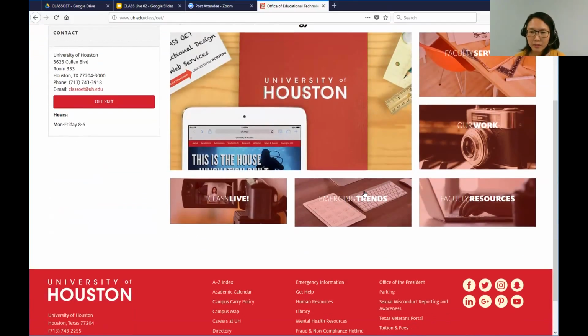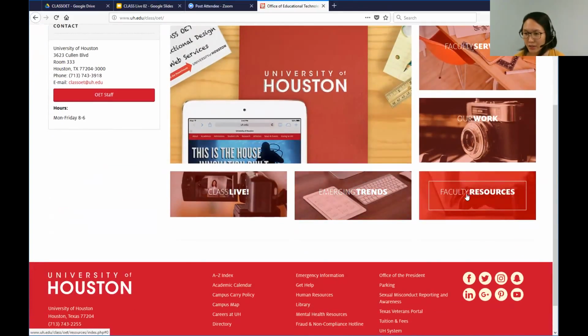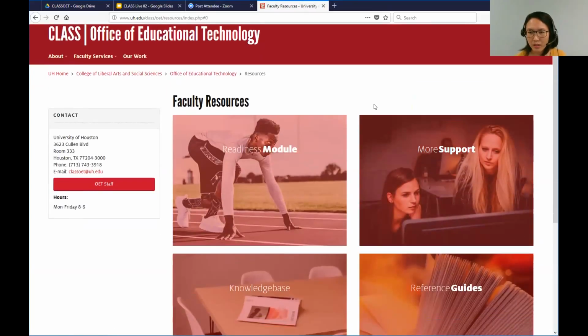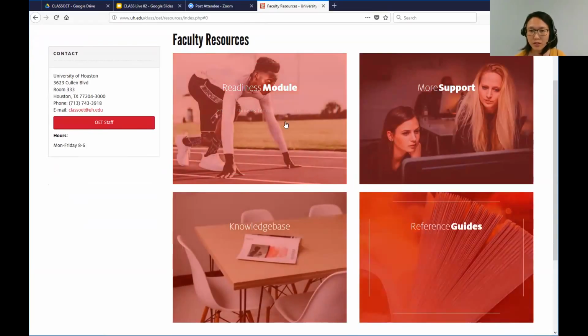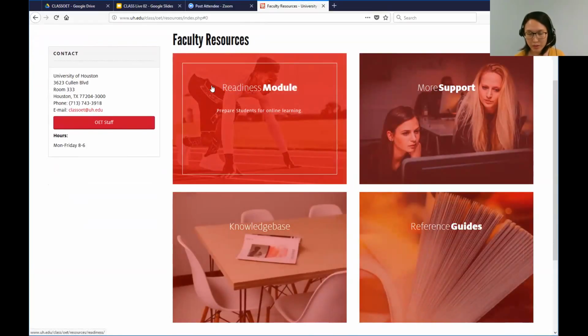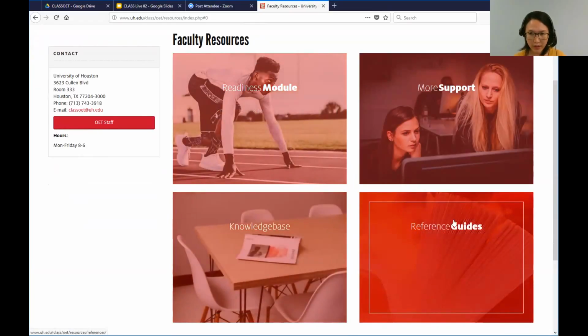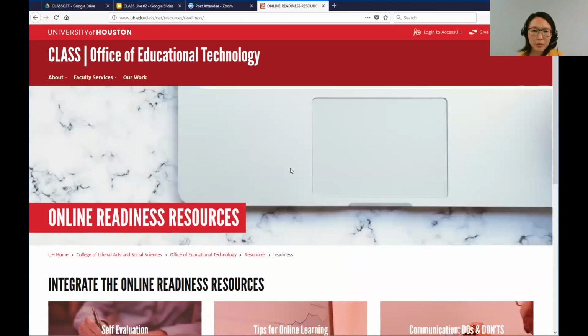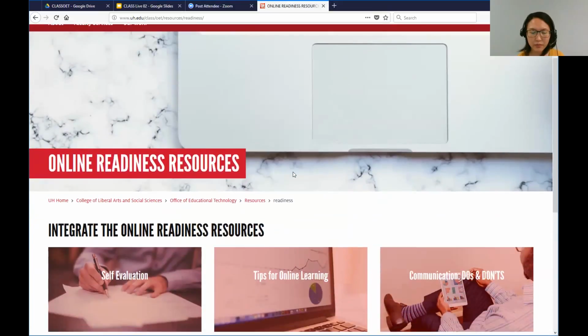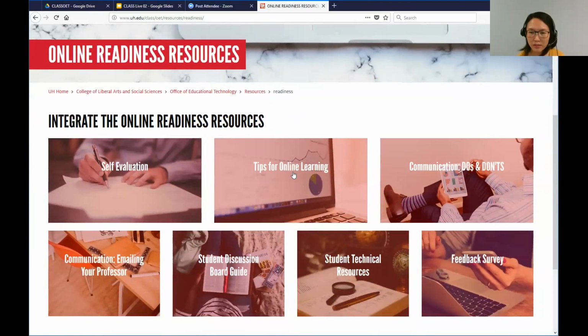If you scroll down, you can see there's an area called Faculty Resources. When you click on this, we have a few resources for you. The first one is the online readiness resources, which we named the readiness module here. Then we have a knowledge base, reference guides, and an area for more support if we don't address what you need. So I'm going to click on the readiness module, and this is what it looks like.